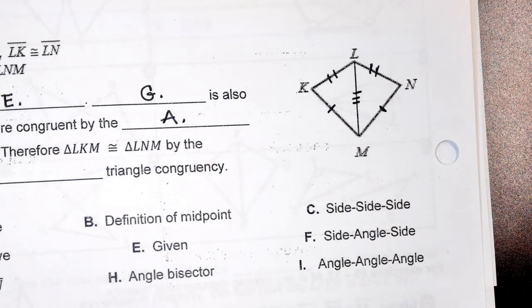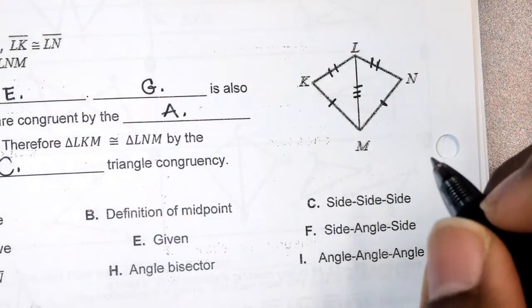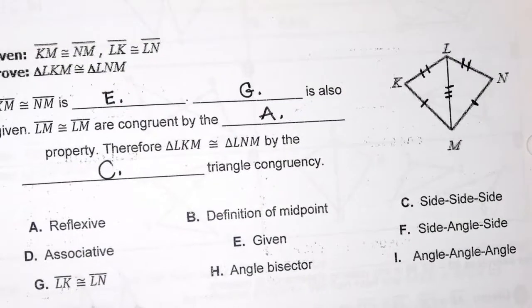And then it says therefore LKM is congruent to LNM in those triangles by which triangle congruency? Side. I thought you was joking. Yeah, side congruency. So that's a paragraph proof. Same thing, just in paragraph form.